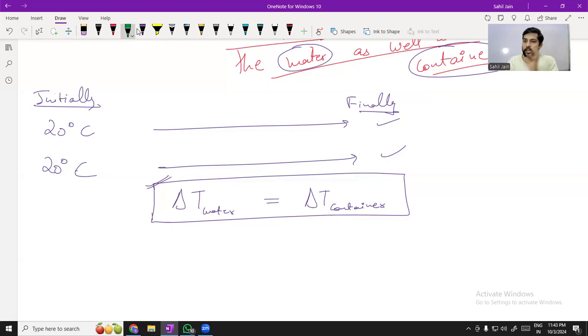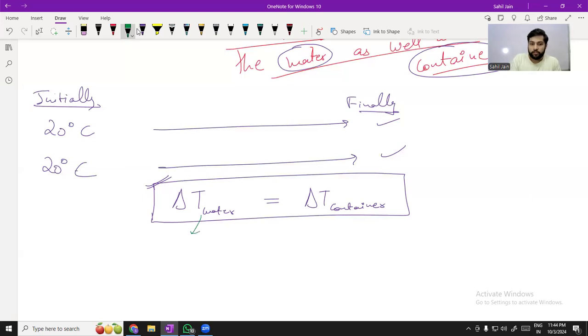Both the water and the container reach the same temperature value. But the fun part here is that both of them will not be absorbing the same amount of heat energy. They will be absorbing different amounts of heat energy, but they will be reaching the same temperature. Now let's see how that plays out.